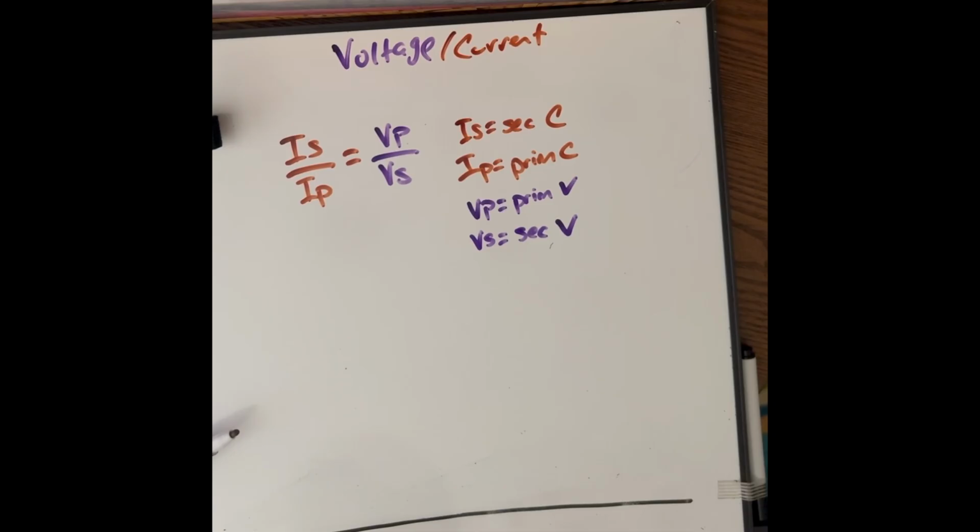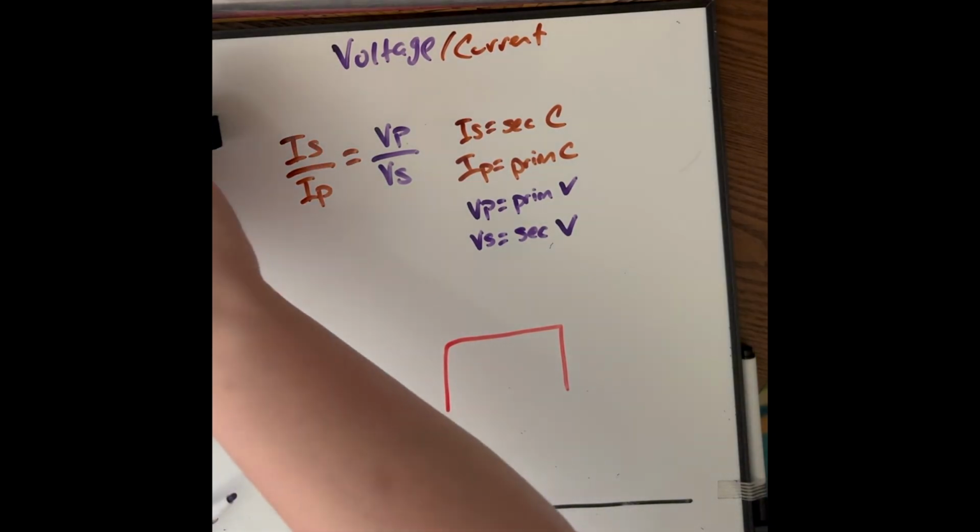So this problem on slide 75 says, what is the output voltage of the step-up transformer if the input voltage is 110, input amperage is 100, and the output amperage is 20? So let's take a gander here. First things first, I'm going to draw it. What is the output voltage of the step-up transformer?